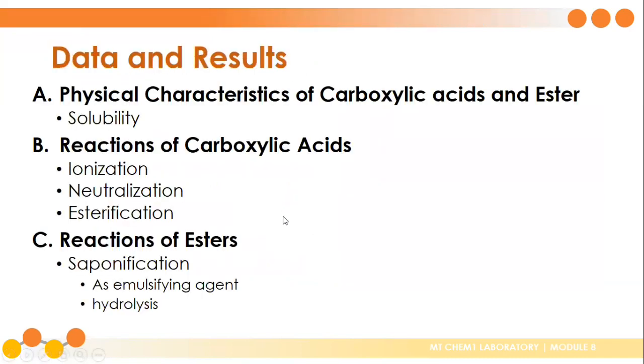So those are the data and results for the carboxylic acids and esters. We've discussed their solubility, reactions of carboxylic acids, which are ionization, neutralization, and esterification. And then under reactions of esters, we've also discussed saponification. Take a short break before proceeding to the next part, which is amines and amides.